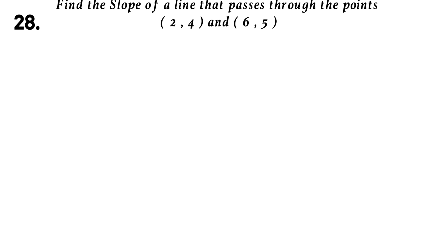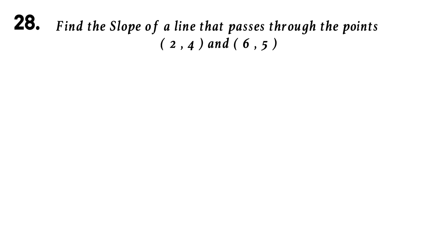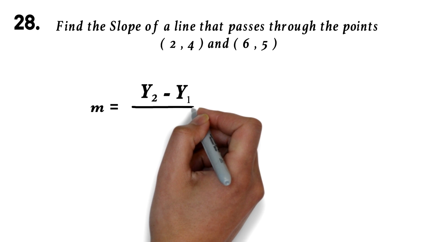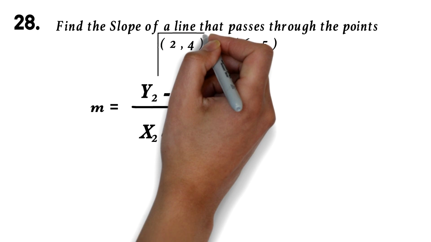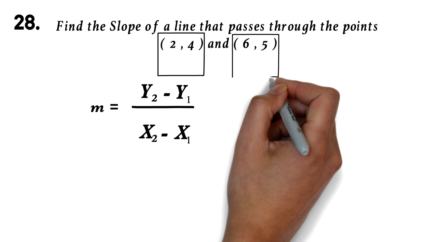Question 28. Find the slope of a line that passes through the point (2, 4) and the point (6, 5). To find the slope of a line given 2 points, we will use the slope formula. M equals y2 minus y1 over x2 minus x1. Formulas are given on the GED, so don't worry too much about it. Of course, memorizing it can save you some time on the test. Please note that you can call any of the points 1 or 2. I'm choosing this as 1 and this as 2.